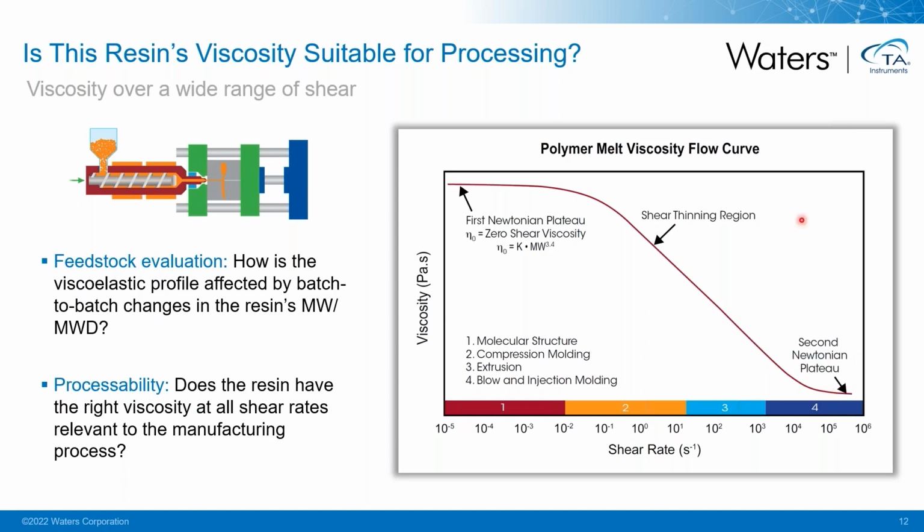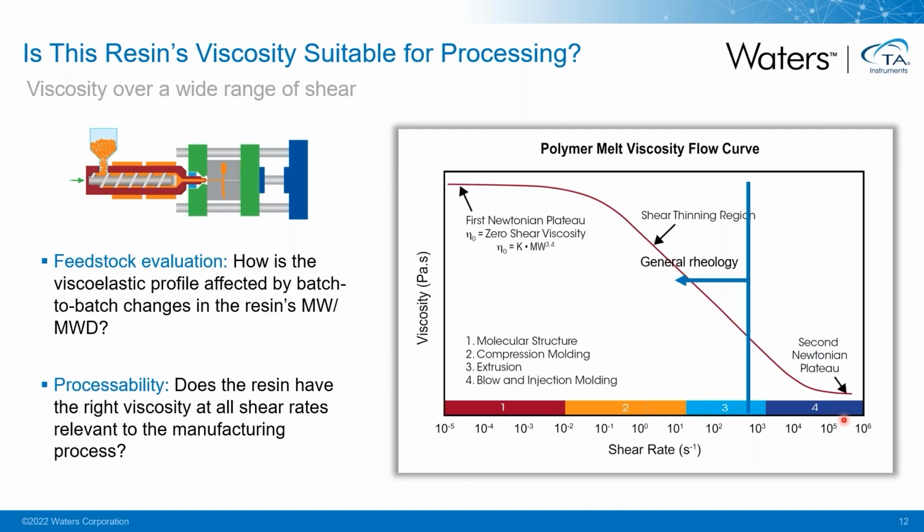This figure here outlines the shear rate range required for different types of processing. For example, in a single screw or twin screw extrusion, the polymers are under a shear rate from tens to a few hundreds of reciprocal seconds. But in an injection molding process, the required shear rate is much higher.